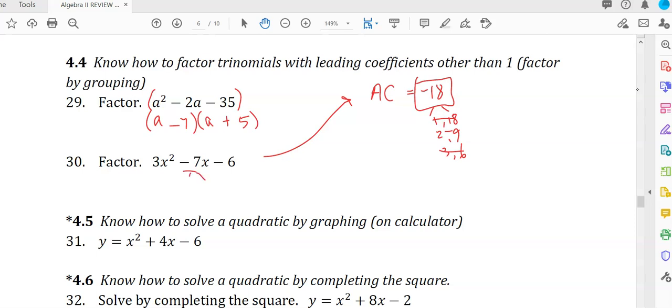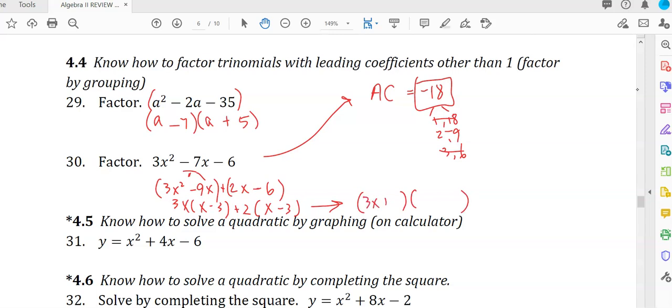So split up that middle term, right? It's going to be 3x squared minus 9x plus 2x. So the -9 and 2, and then -6 is still there. Just split up that middle term. Factor by grouping. Take out the GCF, 3x times x minus 3 plus 2 times x minus 3. And so regroup it, and you have your factors, which are 3x plus 2 and x minus 3.